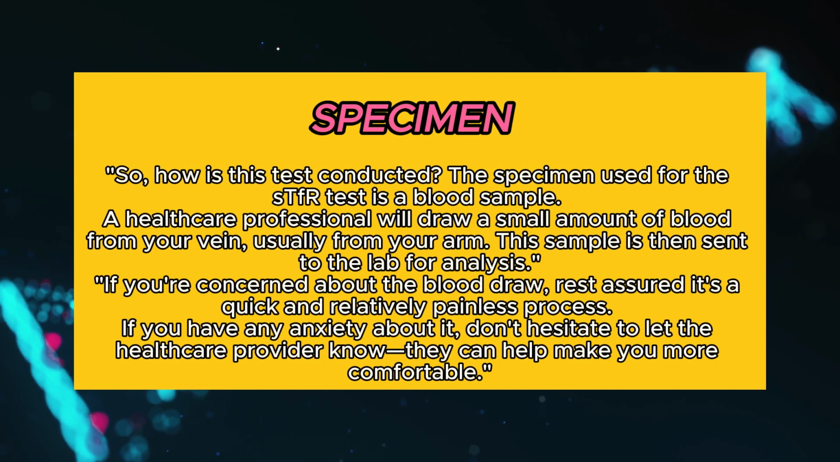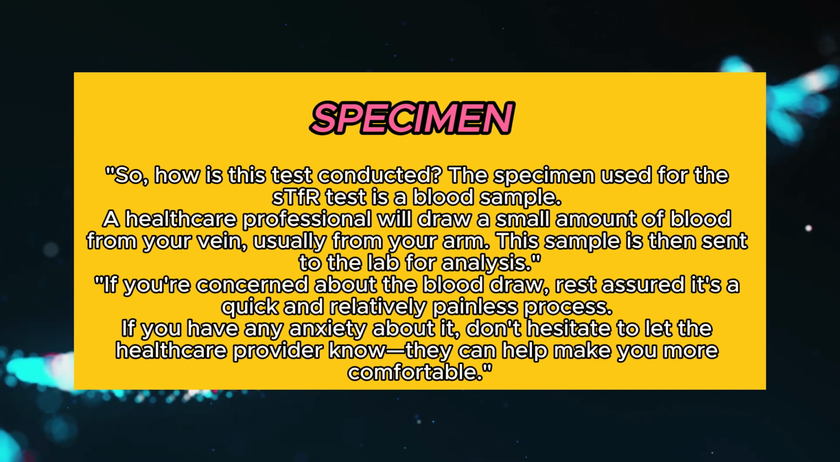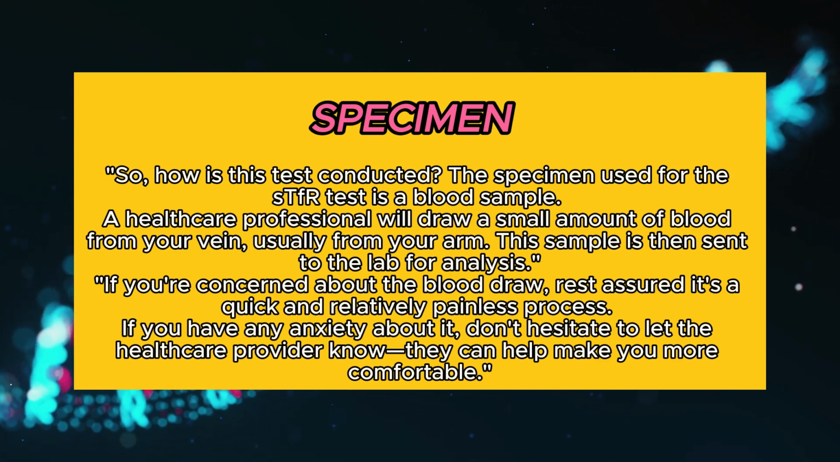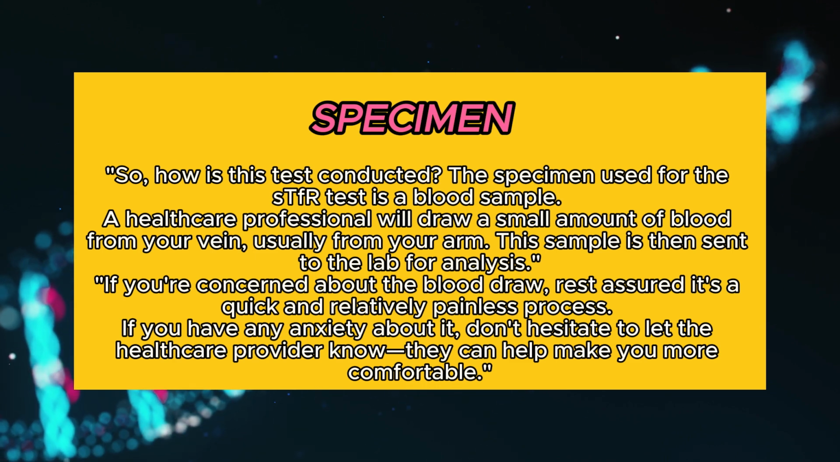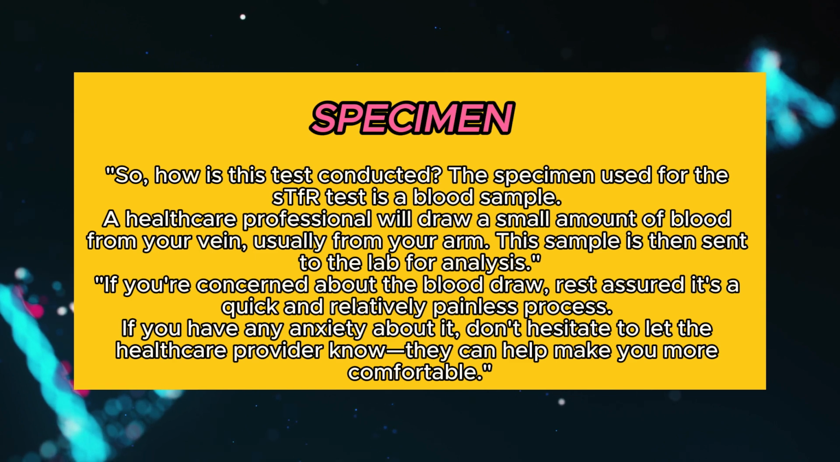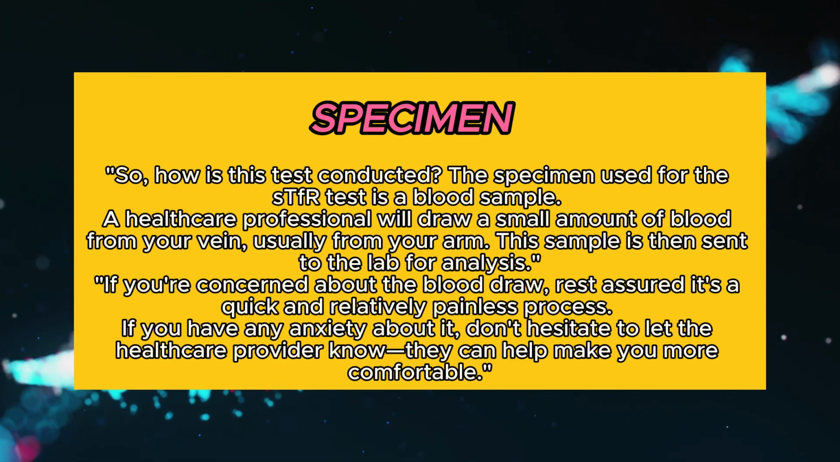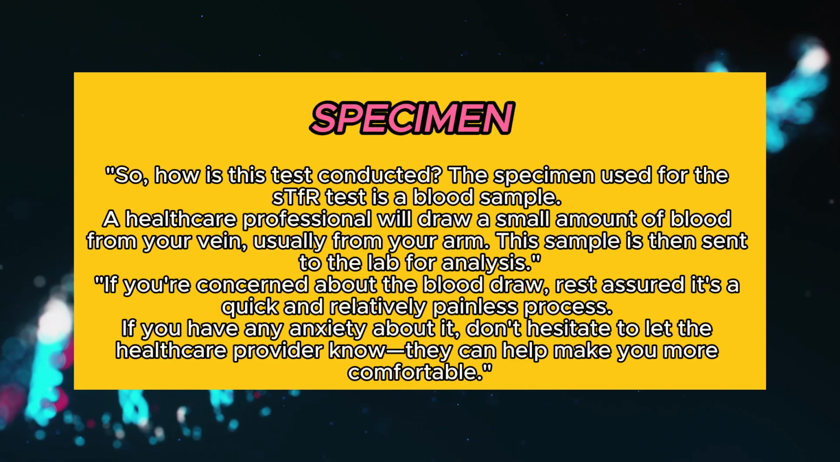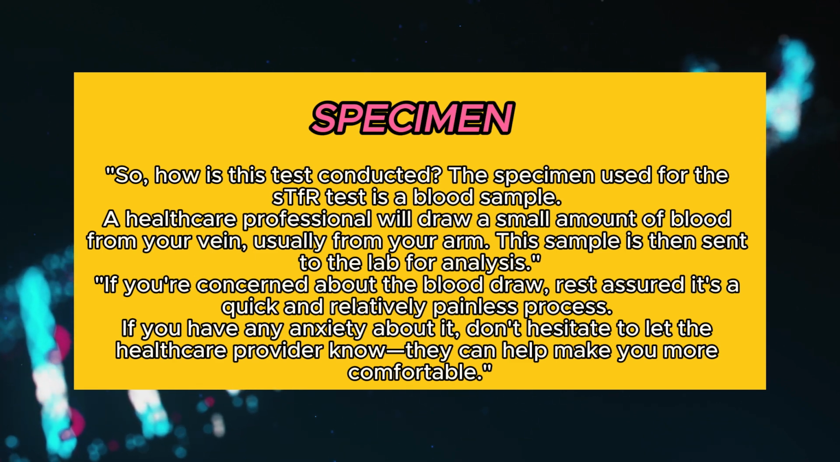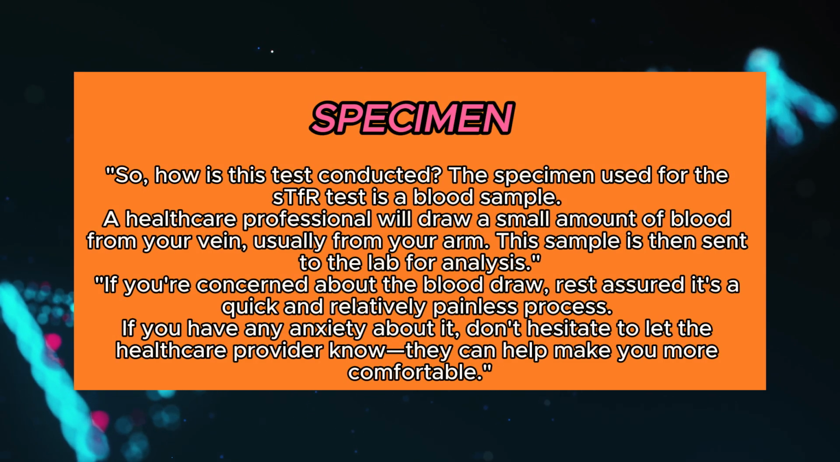Specimen used. So, how is this test conducted? The specimen used for the sTfR test is a blood sample. A healthcare professional will draw a small amount of blood from your vein, usually from your arm. This sample is then sent to the lab for analysis. If you're concerned about the blood draw, rest assured it's a quick and relatively painless process. If you have any anxiety about it, don't hesitate to let the healthcare provider know. They can help make you more comfortable.